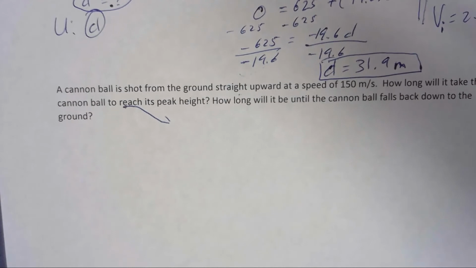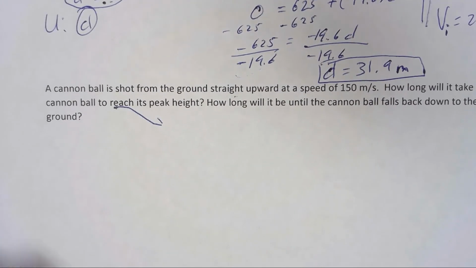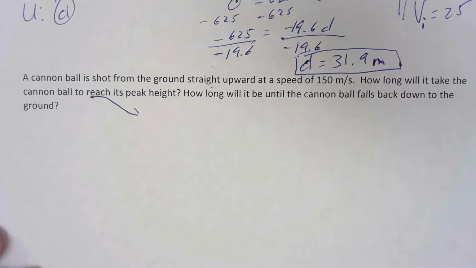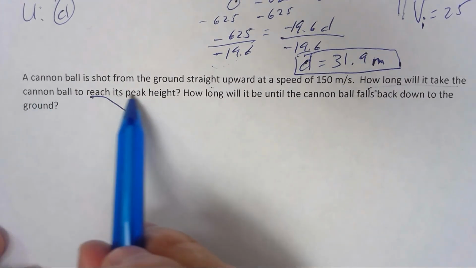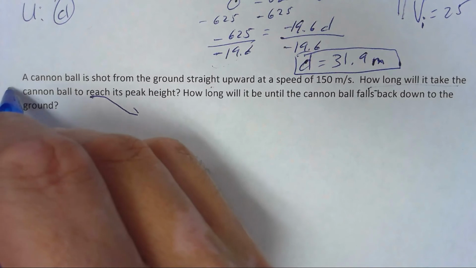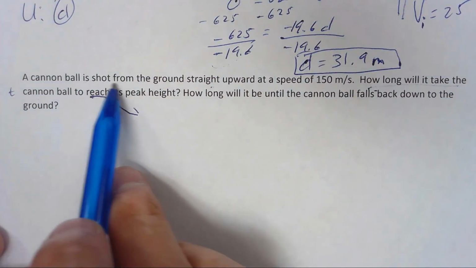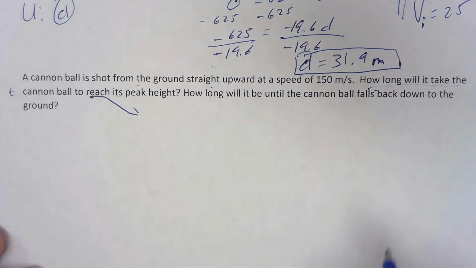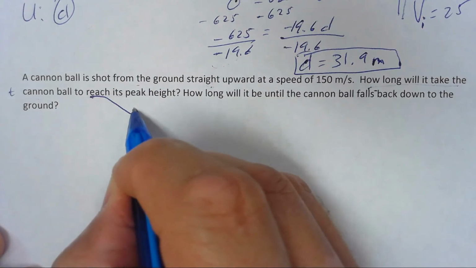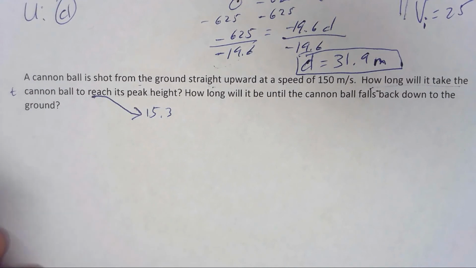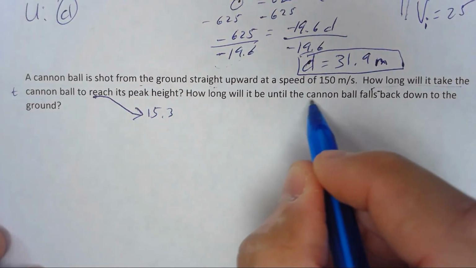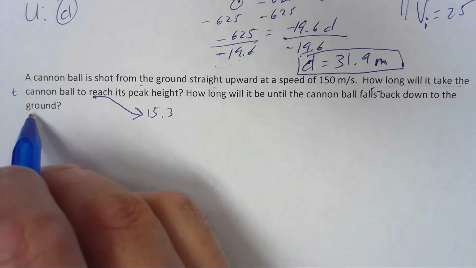All right, the last one here about the cannonball, I'm actually going to let you do this one on your own. It's relatively simple, except that you're looking for something different. How long will it take the cannonball to reach its peak height? You're looking for time there. It's shot from the ground straight upward at a speed of 150 meters per second. This you should get 15.3. How long will it be until the cannon falls back down to the ground?